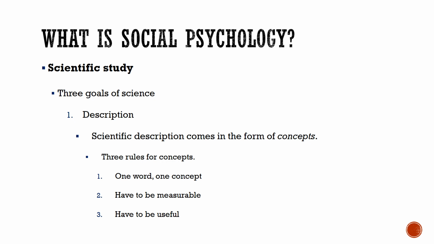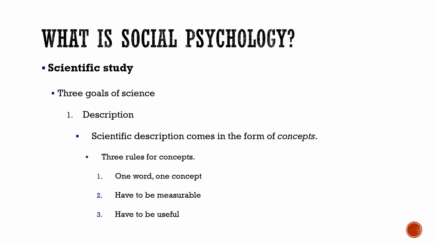And there are three rules for creating and using concepts. First, you should use only one word for one concept. That is, don't have a term that refers to two or more concepts, or don't use two terms to refer to the same concept. This is quite different from everyday language, where one word can mean a variety of things.